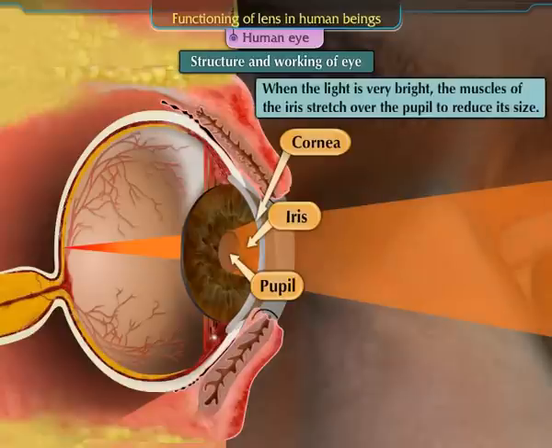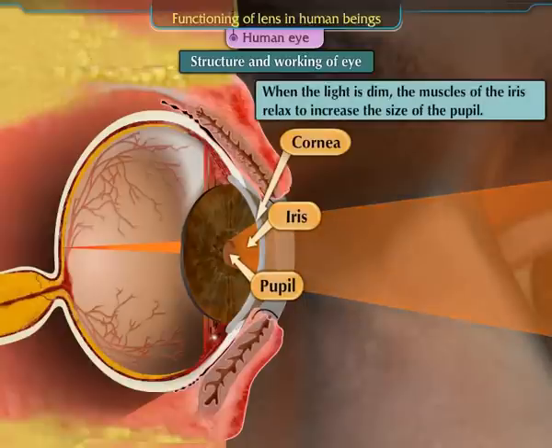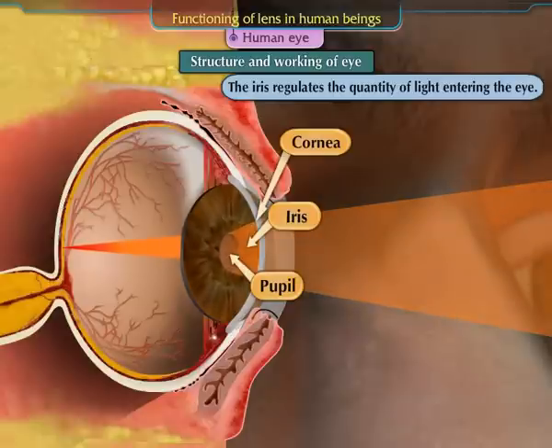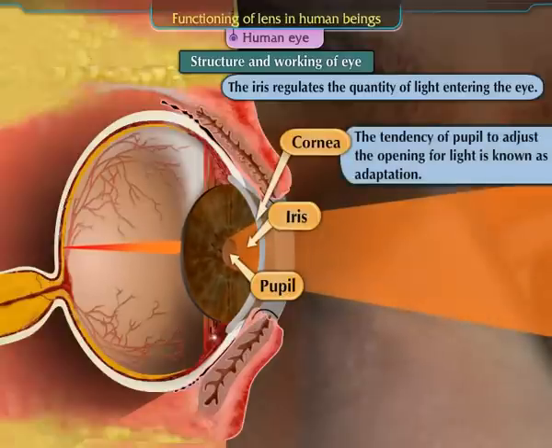When the light is very bright, the muscles of the iris stretch over the pupil to reduce its size. When the light is dim, the muscles of the iris relax to increase the size of the pupil. Thus, the iris controls the size of the pupil and hence regulates the quantity of light entering the eye. The tendency of pupil to adjust the opening for light is known as adaptation.